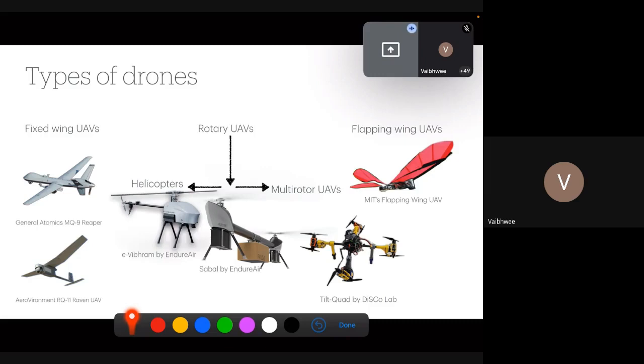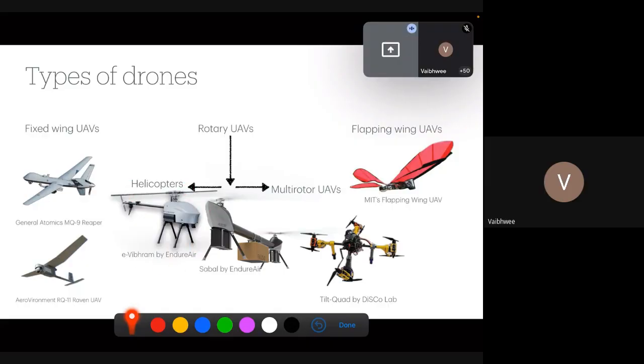Now these rotors, when they rotate at a certain speed, they generate lift, and that is what basically takes the vehicle up. Now by differentially controlling the speed of the rotors, in such cases you can basically generate forces and moments in different directions so as to control the vehicle.